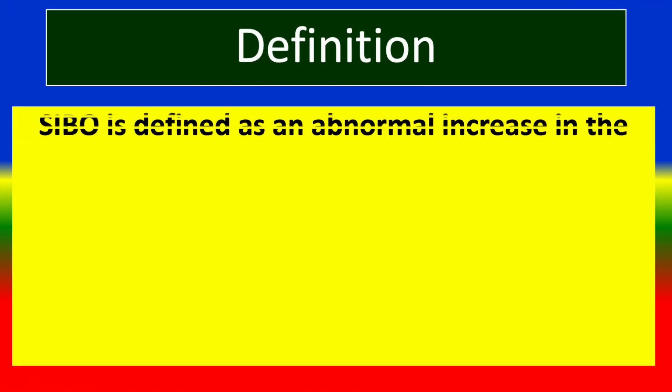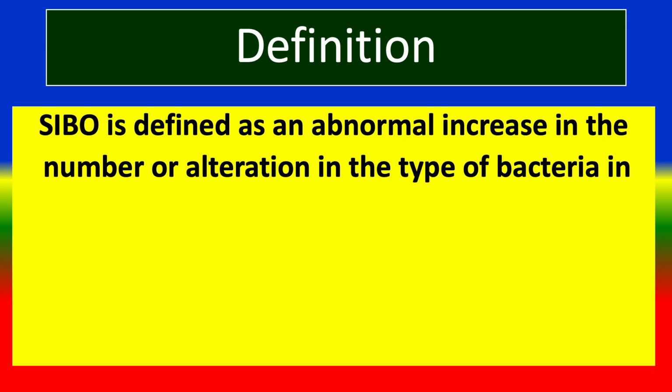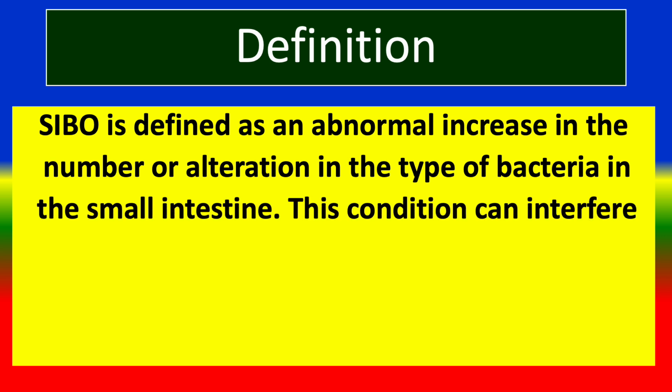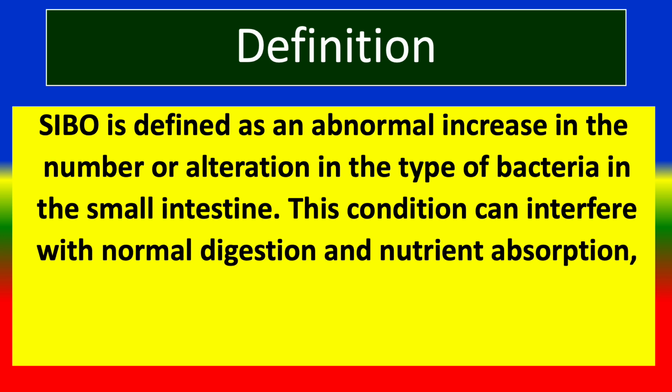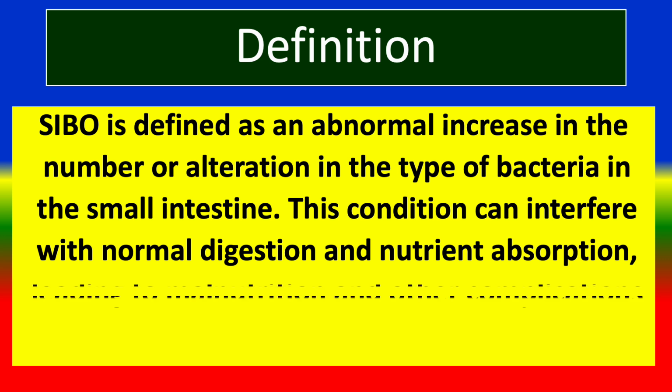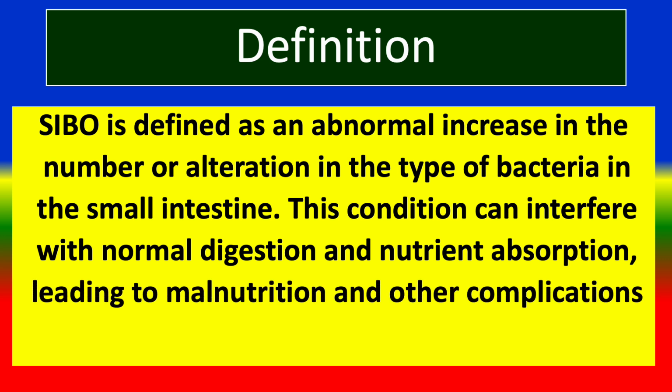A definition. SIBO is defined as an abnormal increase in the number or alteration in the type of bacteria in the small intestine. This condition can interfere with normal digestion and nutrient absorption, leading to malnutrition and other complications.